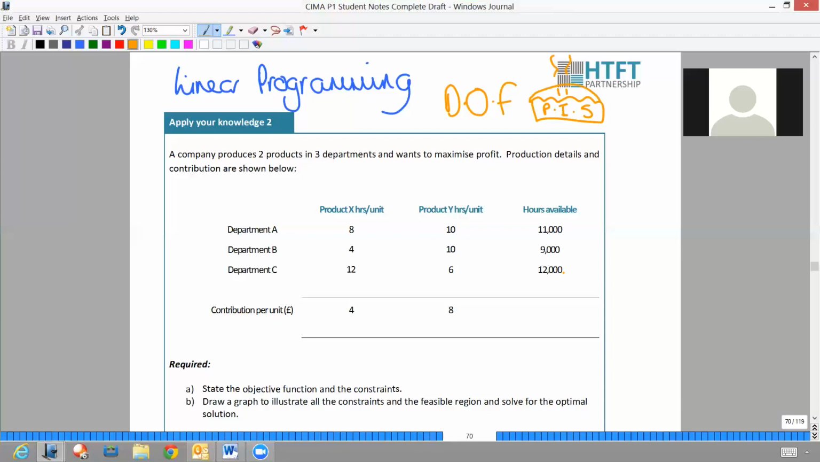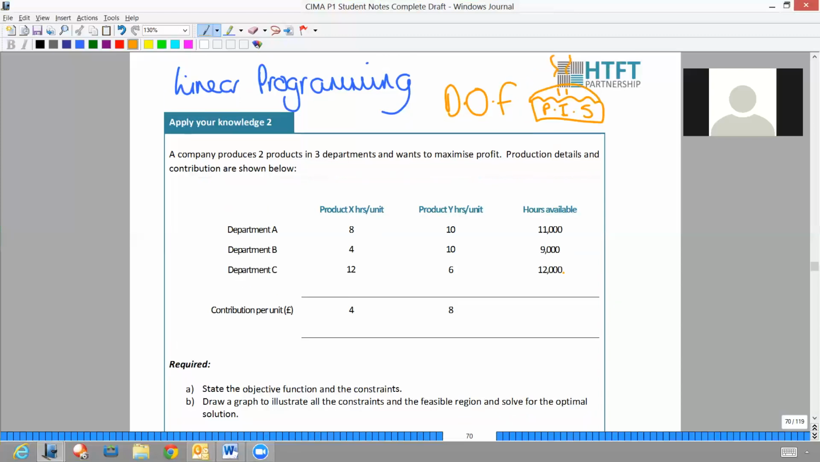However, you will be asked to dip in and out of linear programming along the ways of DOF-PIs. Okay, so you're going to have to be able to understand what has already been done and what needs doing further. Okay, so what we're going to do is use the Apply Your Knowledge To in your notes, and this is going to demonstrate for us exactly how we put DOF-PIs into place.